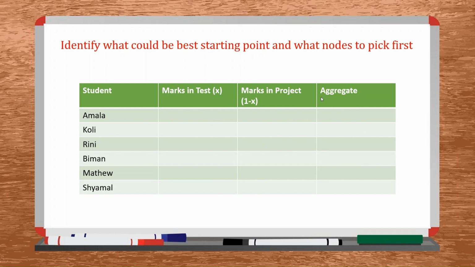What we have to do next is find the best starting point to solve this particular problem set. So can I start with the aggregates directly? Because I'm not aware what the value of x is, I will not be able to find the aggregates. I cannot find the x also directly because I don't have any direct information regarding the weightages. So I'll be starting with the individual marks that the students have obtained in the test and the project components. That is the thing which I'm going to start with.